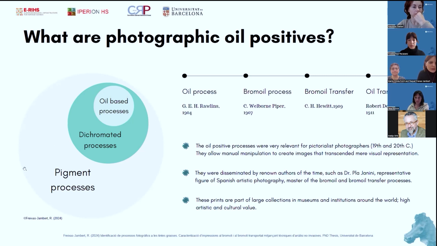This family of oil processes comprises the oil and bromoil processes and their respective transfers, so oil transfer or bromoil transfer. At this point, it is necessary to explain that when I say oil processes or oil positives in plural, I am referring to the family of bromoil, oil and transfer prints, so photographs with an image made of greasy inks. But when I say oil process or oil prints, I am referring specifically to the Rawlings oil process. So in the following slides, I will explain in more detail each of these photographic processes and their differences.